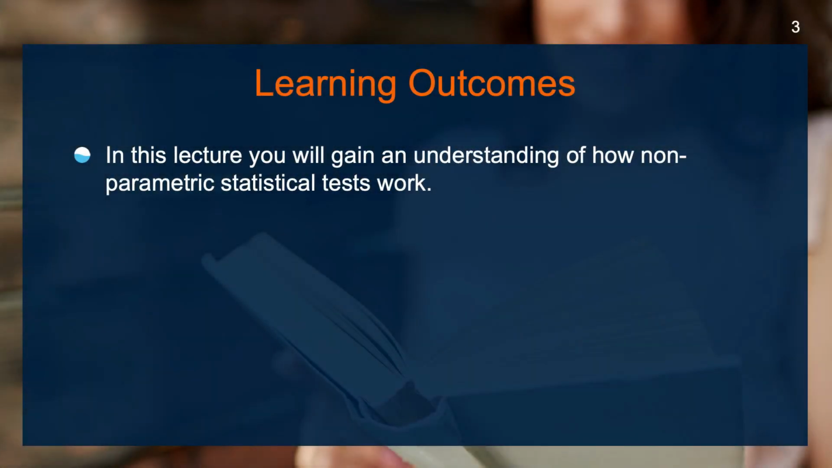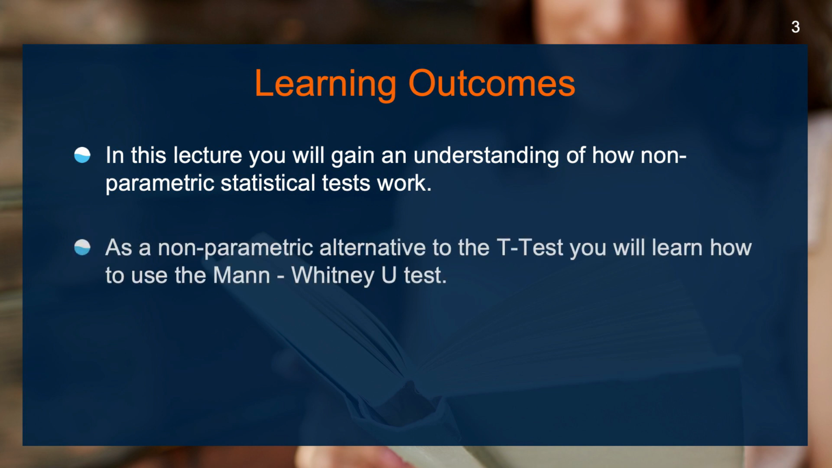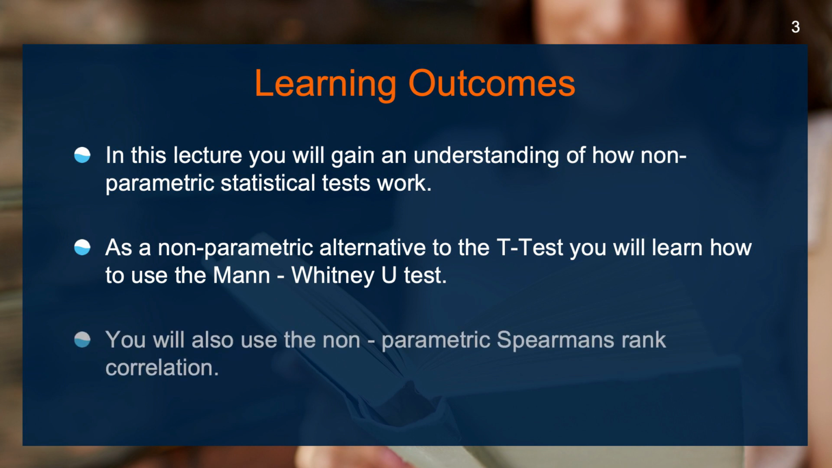So, in this lecture, you're going to gain an understanding of how non-parametric statistical tests work. As a non-parametric alternative to the t-test, which we did a couple of sessions ago, you'll learn how to use the Mann-Whitney U-test. You're also going to use the non-parametric Spearman's rank correlation as an alternative to Pearson's correlation that you used in the last session.